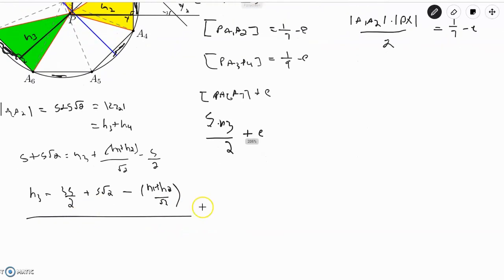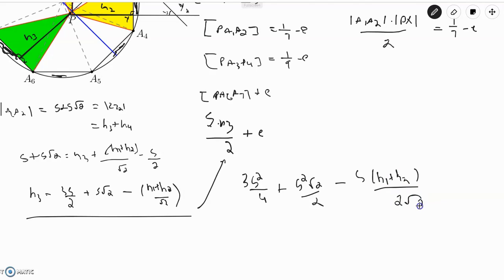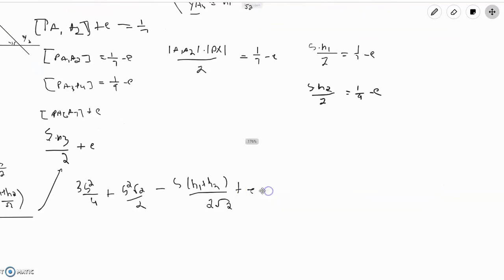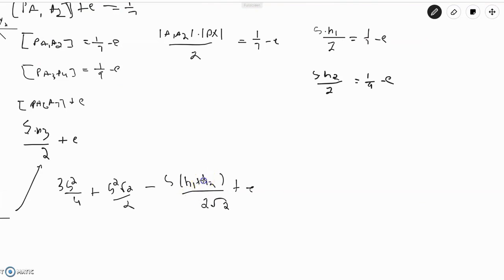Now let's just go back over here. We want s times h3 over 2 plus e. Let's just plug h3 in. And we see that s times h3 over 2 plus e is equal to 3s squared over 4 plus s squared root 2 over 2 minus s times h1 plus h2 over 2 root 2 plus e. So now we want to find basically s times h1 plus h2, because we can find 3s squared over 4 plus s squared root 2 over 2 pretty easily.